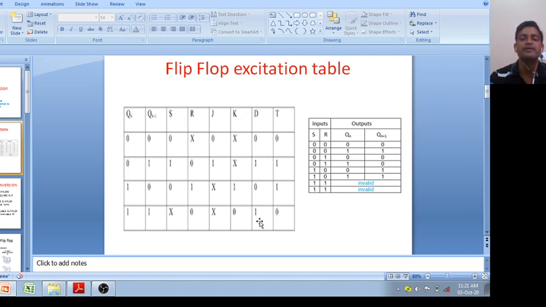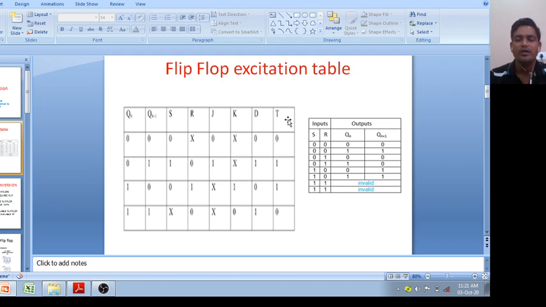Now come to the D flip-flop. You know the characteristic equation of the D flip-flop. Qn plus 1 equal to what? D. So you can say D equal to Qn plus 1. Whatever the next state is, that will be the value of D. So what is this next state? 0, 1, 0, 1. So it is coming 0, 1, 0, 1.